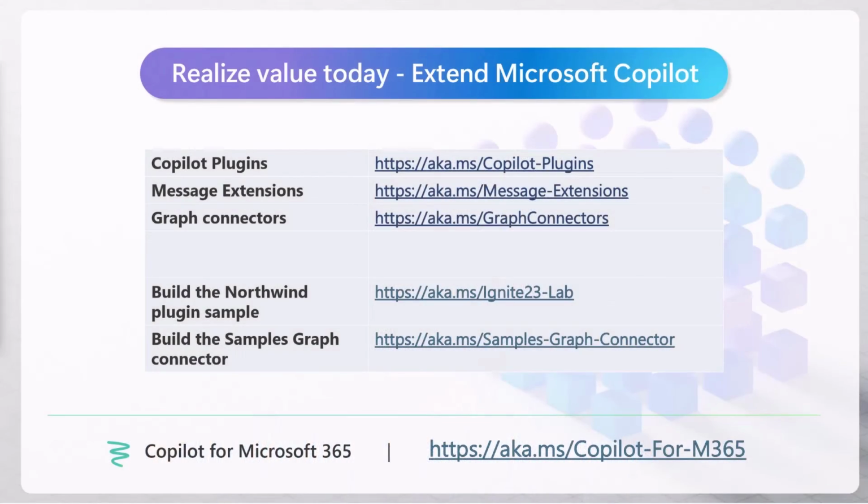I have links here to the plugins, message extensions, and graph connectors web pages. And then specifically the code that you saw, there's a hands-on lab for the plugin at aka.ms/ignite23-lab. This lab was featured in person at Ignite and is still up to date and current. And then the connector for graph, that's a sample that also has easy instructions, and the URL is aka.ms/samples-graph-connector.